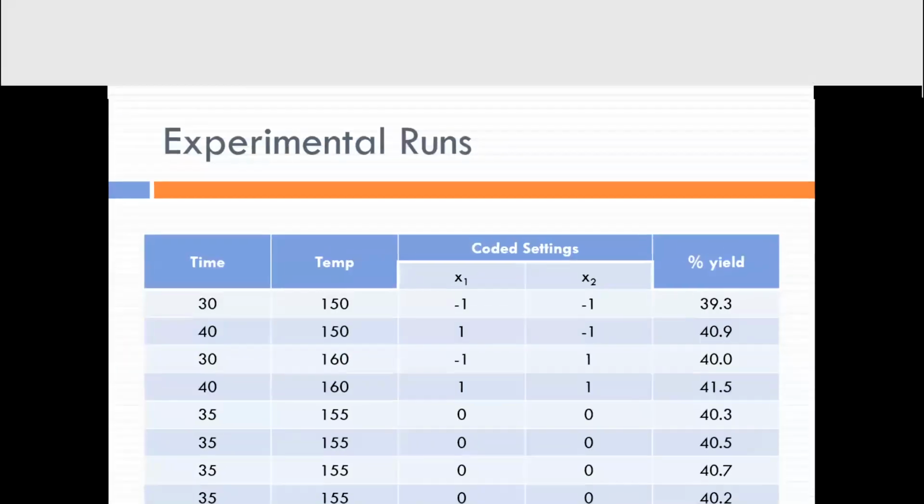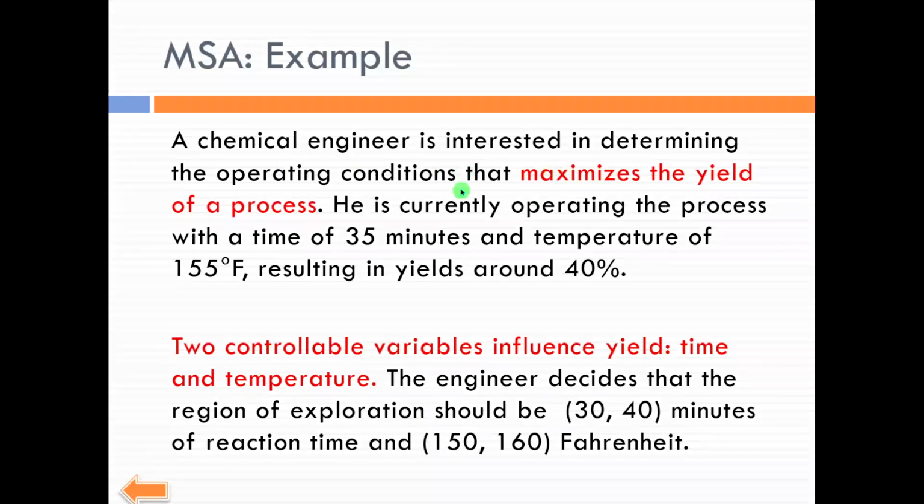Okay? So nag-start off tayo with interested tayo na mag-maximize ng yield ng isang particular process, no? Tapos he is currently operating the process with a time of 35 minutes and temperature of 155 degrees Fahrenheit, which results in a yield of around 40%. No? So ito yung initial region of investigation. So, good starting point yung class, no? Kung ano yung current na settings ng process nyo, yun yung initial na gawin yung initial area of investigation.